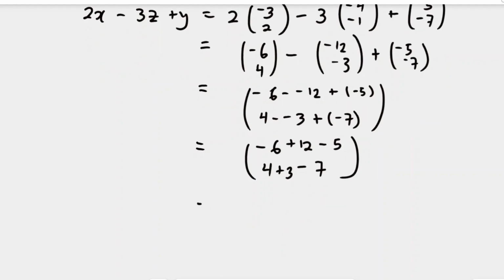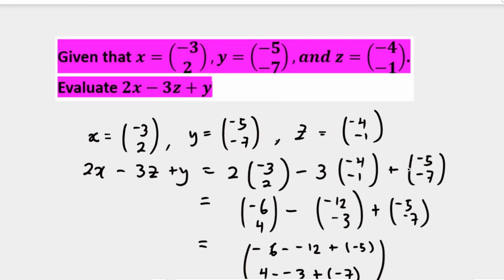Now let's get our final answer. So negative 6 plus 12, what are we going to get? We're going to get 6, right? So let me write that one first. So 6 minus 5. Let's come to this one. 4 plus 3 is going to be 7, and then minus 7. So finally, our answer is going to be 6 minus 5, 1. 7 minus 7 is 0. So that is how we can evaluate the vector or the expression 2x minus 3z plus y.